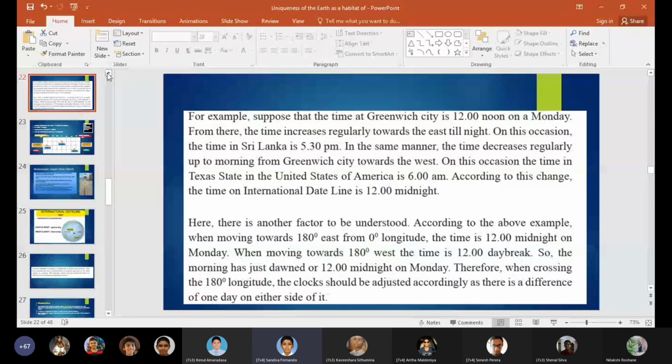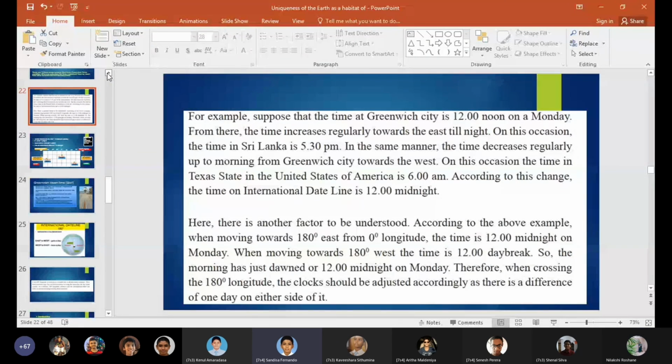Teacher, in Sri Lanka, it's 5:30 p.m. on Monday or on Sunday?